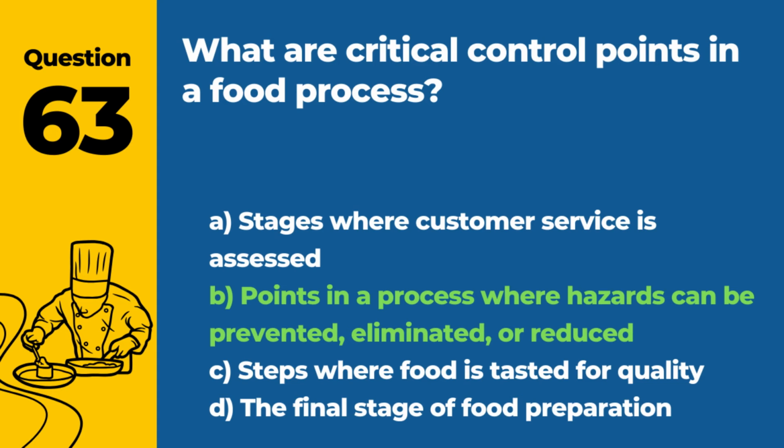Critical control points in a food process are points where hazards can be prevented, eliminated, or reduced to safe levels.